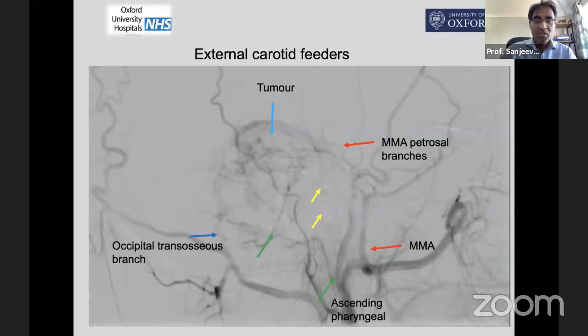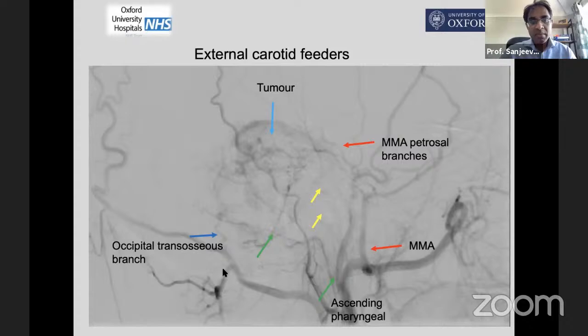What the superior tympanic artery does, how it enters through the jugular foramen. How the branches enter through the jugular foramen and also along with Jacobson's nerves, how those vessels then come up to feed into this tumor is very important to understand.